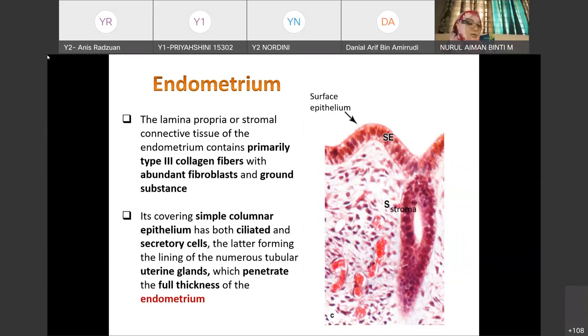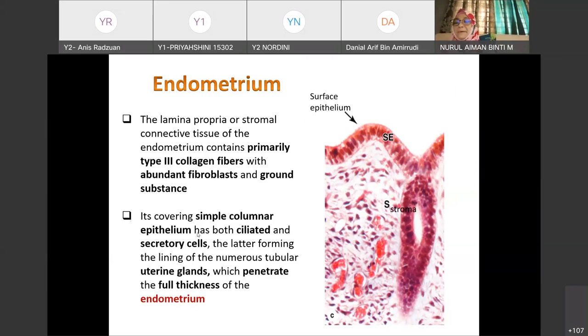So the endometrium is the innermost layer. The lamina propria or stromal connective tissue of the endometrium contains primarily type 3 collagen fibers, abundant fibroblasts and ground substance. A lot of fibroblasts and, of course, ground substance, you can see through just a simple staining.